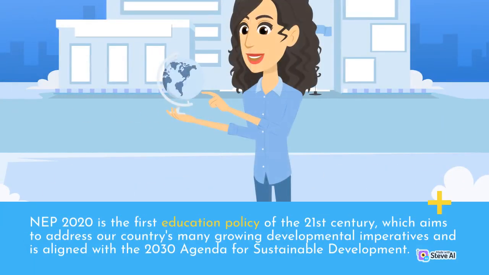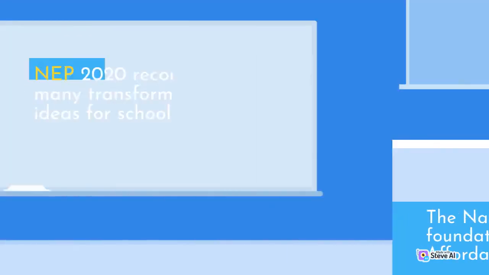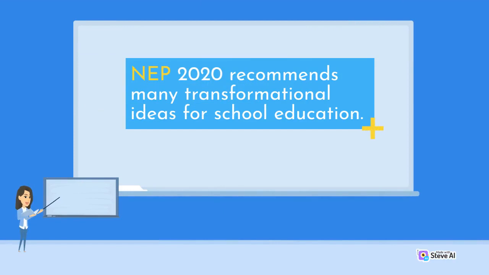NEP 2020 is the first education policy of the 21st century, which aims to address our country's many growing developmental imperatives and is aligned with the 2030 Agenda for Sustainable Development. The National Education Policy 2020 is built on the foundational pillars of access, equity, quality, affordability and accountability. NEP 2020 recommends many transformational ideas for school education.